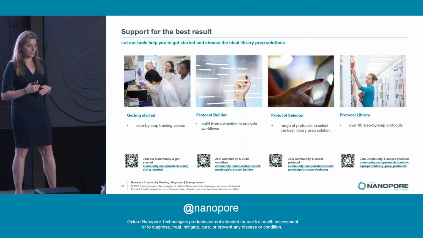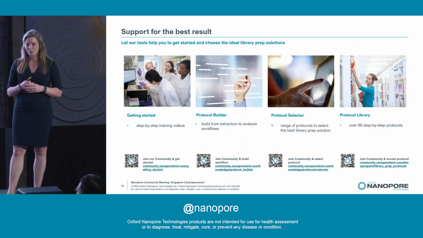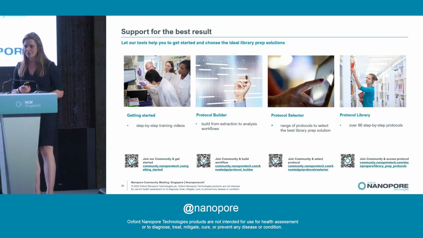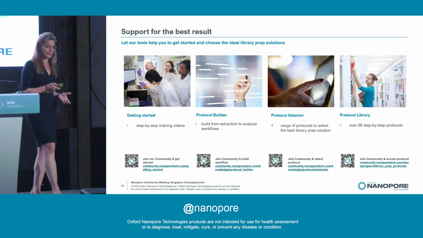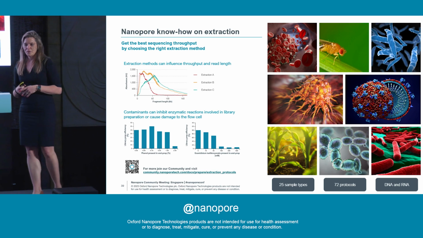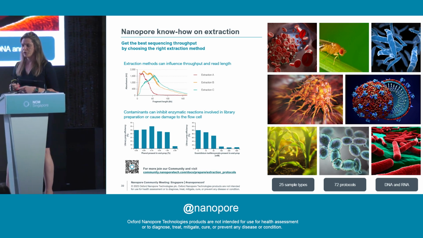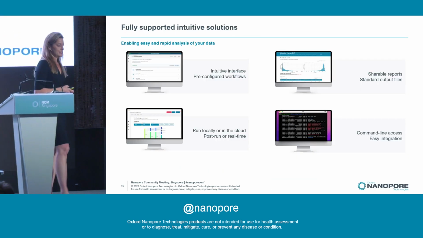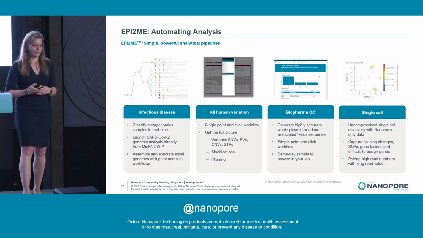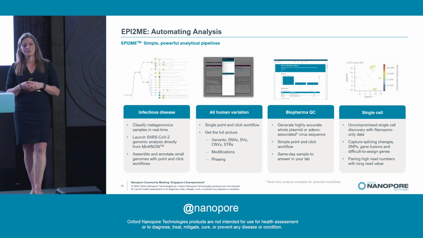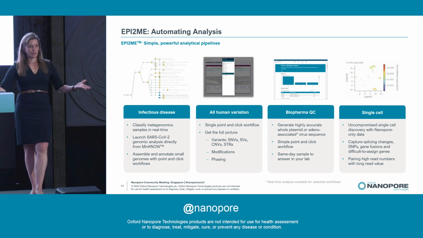So we have probably about 150 different protocols online. We've got protocol selectors, protocol builders, getting started guides. If you then go into the extraction, we have over 72 sample protocols to help you get the most out of your sample type. And again, if you look at EPI2ME, it's a very rapidly growing list of bioinformatics analyses that you can now do online. So what we've done is effectively we've open sourced our platform.